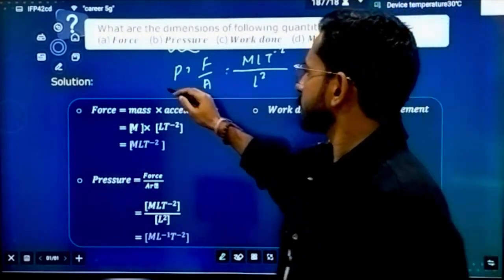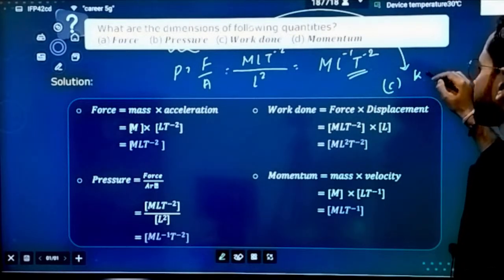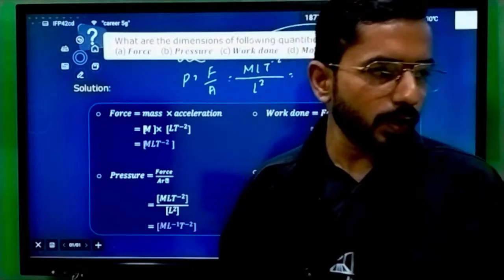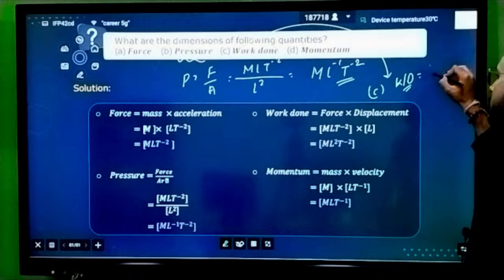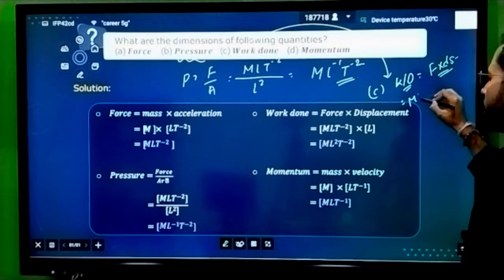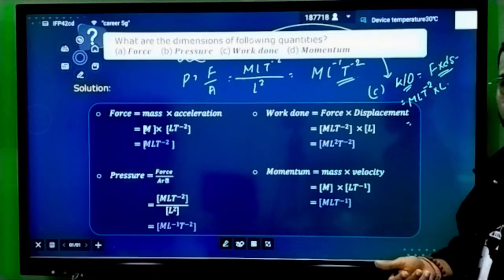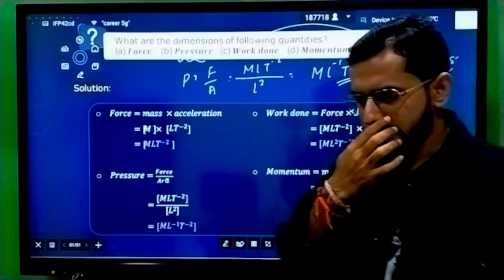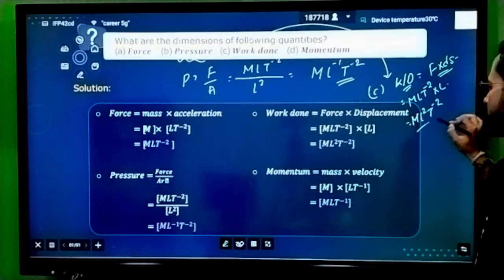Then what will you do? The third option is work done. How will you write work done? What is the formula that you know about work? The formula should be remembered. Otherwise, if you don't know the formulas, how will you write the dimensions? Work done can be written as force into displacement, F dot ds. Force is mlt minus 2, and ds is L, because it is a change in position. Displacement is also a quantity of length. So it will become ml square t minus 2.